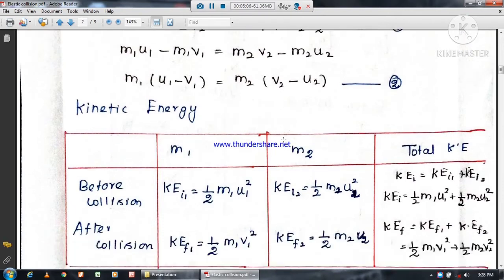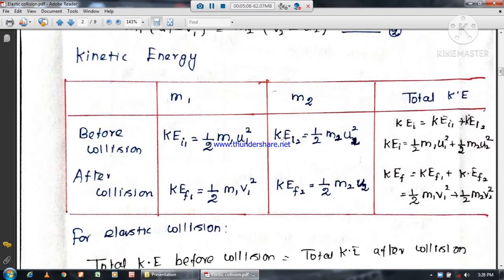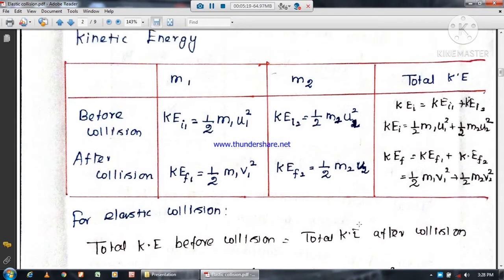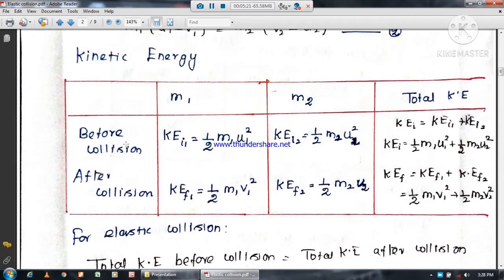Okay, now we are going to find the kinetic energy. For elastic collision, total kinetic energy before collision is equal to total kinetic energy after collision. So now we find the total kinetic energy before collision and total kinetic energy after collision. Okay, we know that the kinetic energy is equal to 1 divided by 2 mv square.